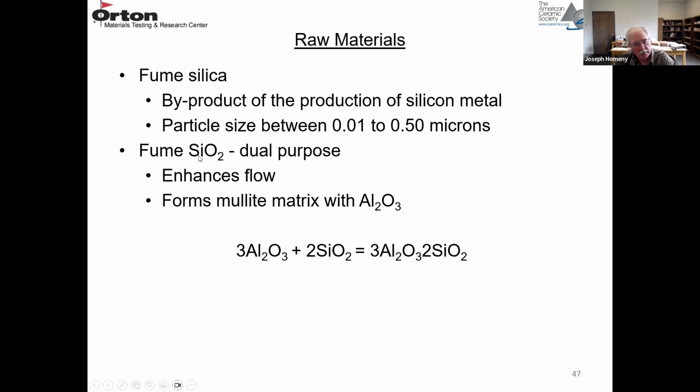And then I just mentioned the silica reacts with alumina in the matrix and forms mullite. So mullite is usually a pretty desirable phase because it is a high temperature phase, and it has good thermal shock resistance and good corrosion resistance. So Al2O3 plus SiO2 forms mullite, which is 3Al2O3, 2SiO2.